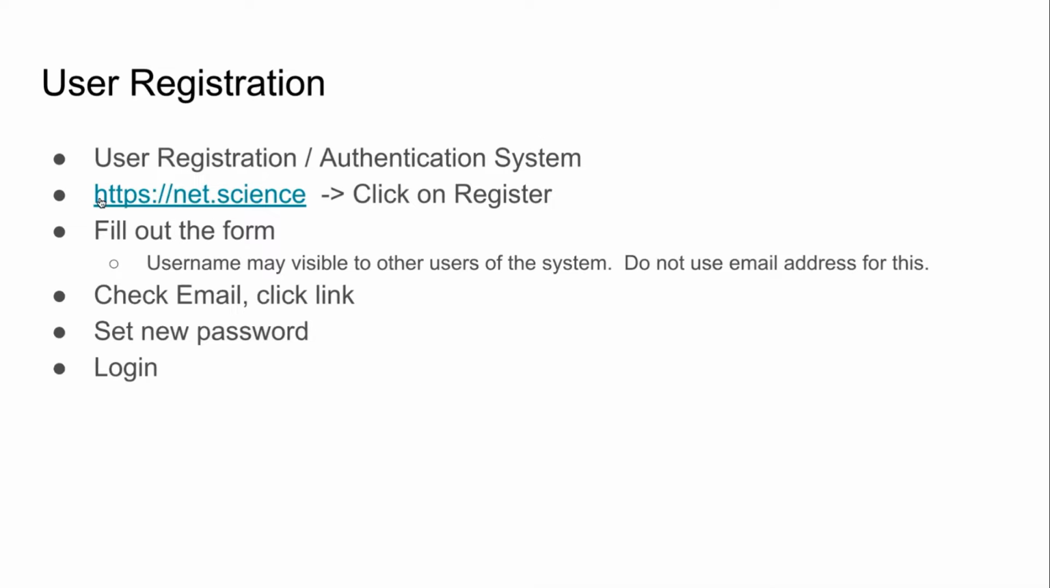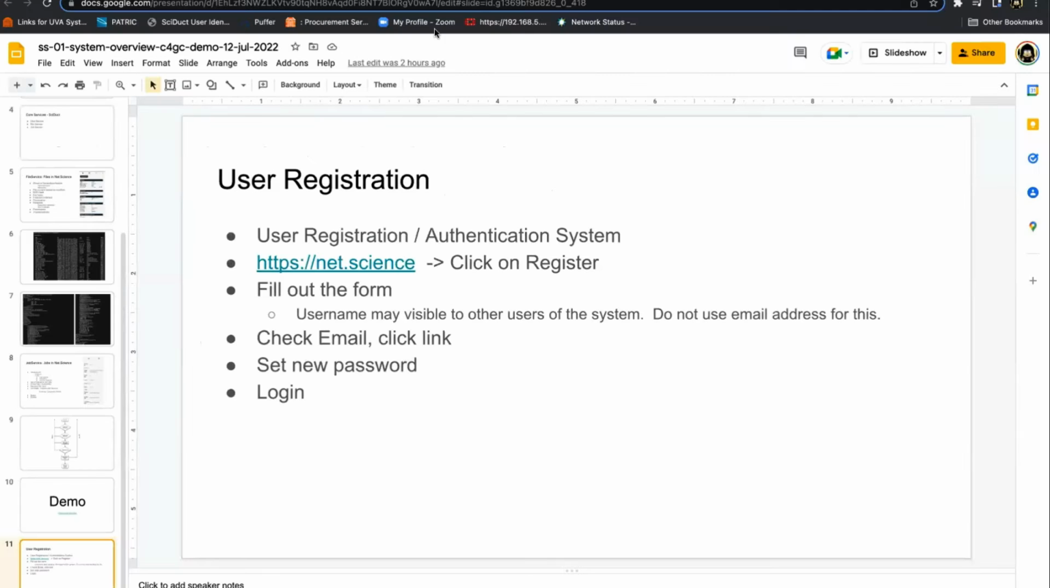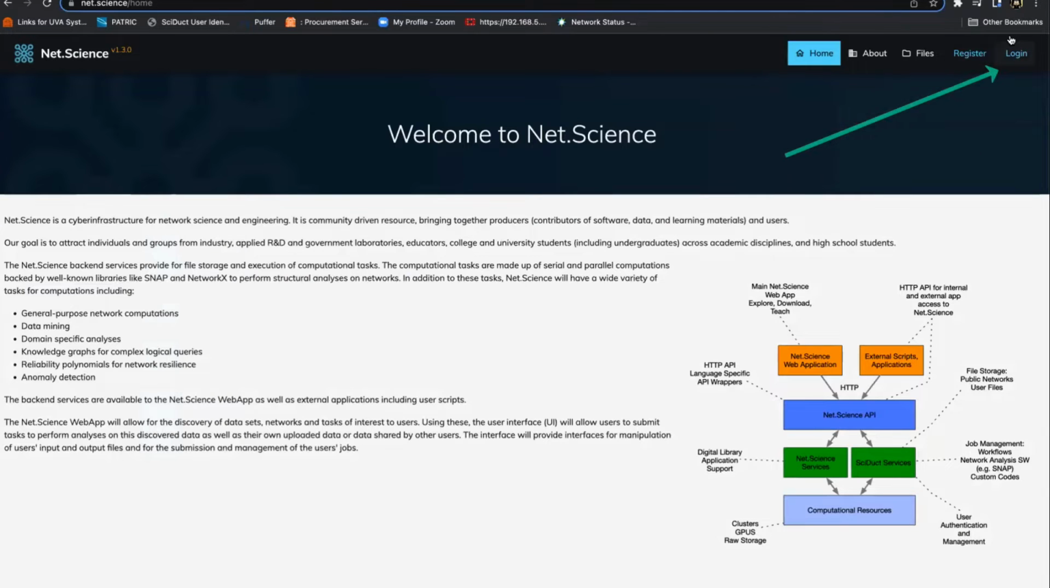Anybody can register. You go to Net.Science, click on register, fill out the form. One thing to note is that the username you use is going to be visible to other users of the system if you share files or anything like that. So you don't want to use your email address as your username. Keep your username separate. But this is a pretty standard registration process. Now I'll show you very quickly the user interface itself.